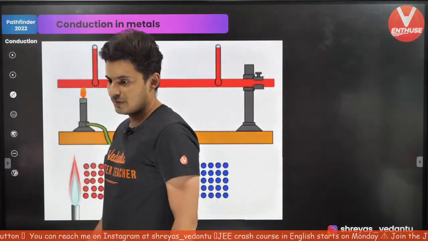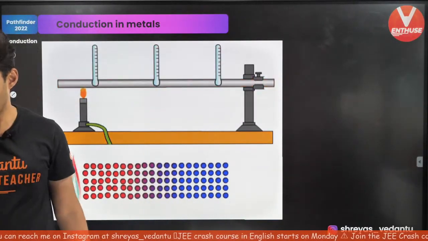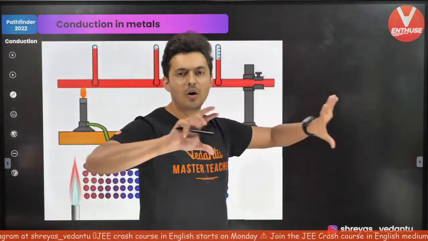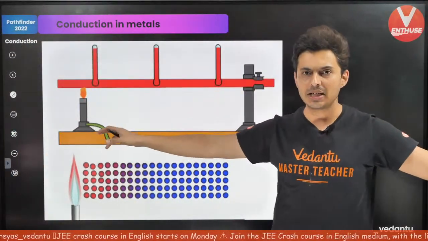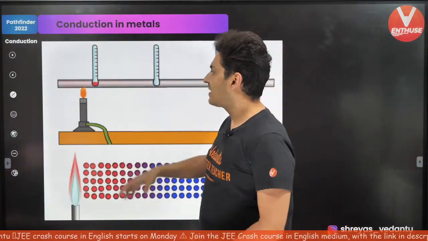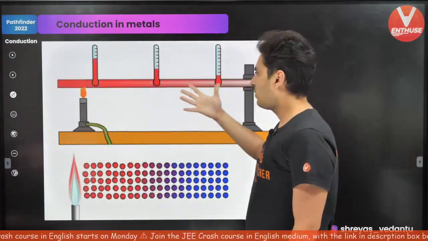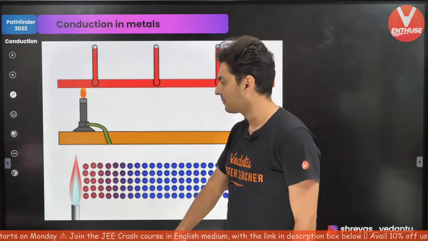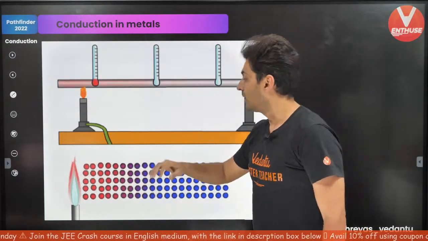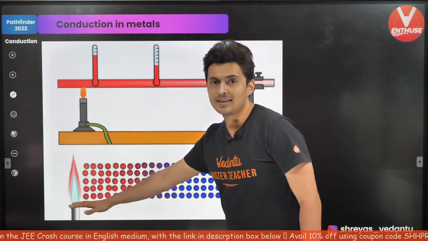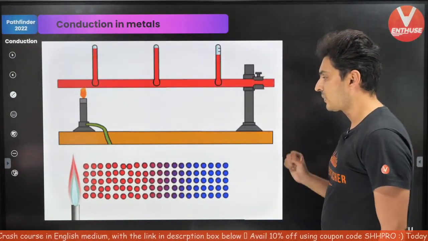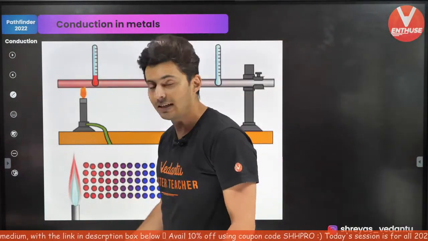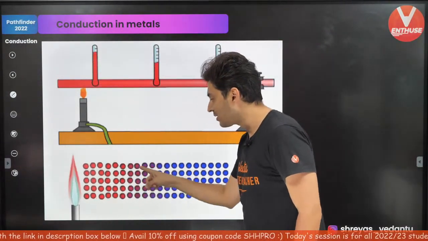Conduction in metals. See, if you take a rod, or a long body, or some solid object, and on one side you heat it, and on the other side you cool it, or somehow create a temperature difference, you will see the heat starts flowing from the hot side to the cold side via the process of conduction. And it is best seen over here.